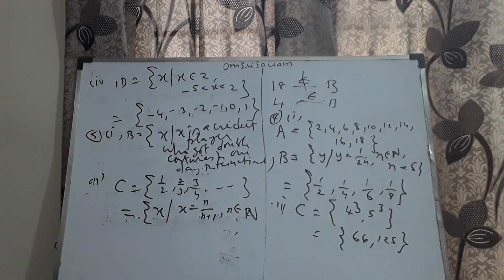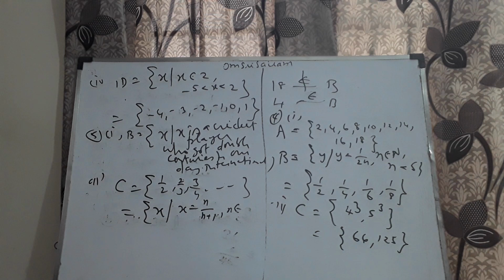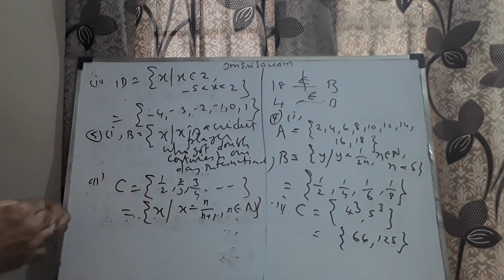See here, when n is 1, it is 1 by 2. When n is 2, it is 2 by 3. When n is 3, it is 3 by 4. Now, set of all n by n plus 1, n element of N. That's what I am supposed to write. It's easier for you to think over.